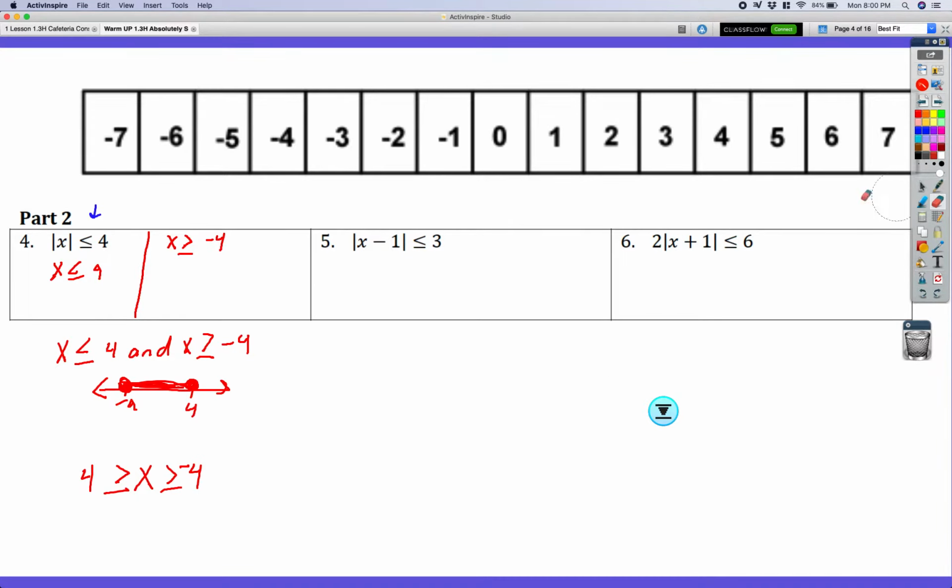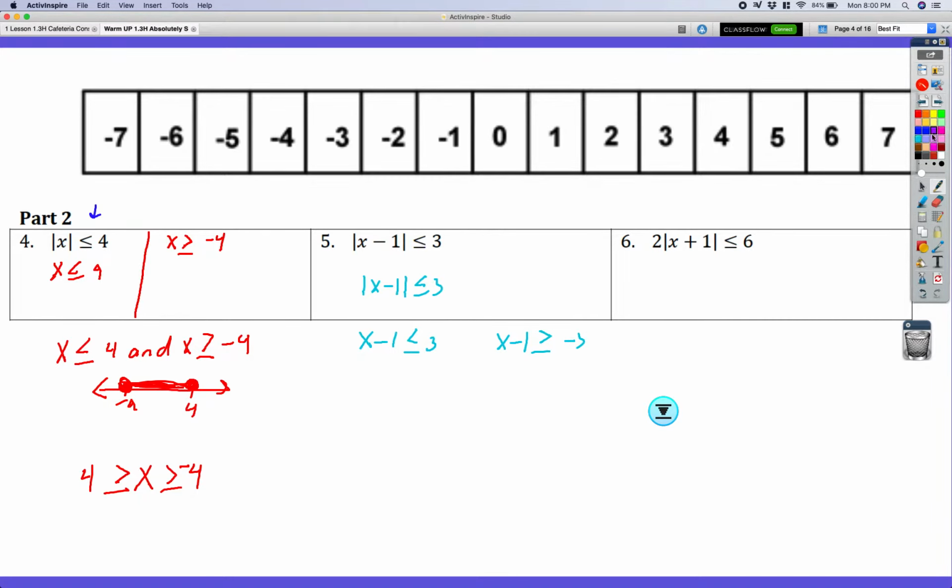Okay? Similar to this one, now we can go ahead and solve it in blue. This one would be the absolute value of x minus 1 is less than or equal to 3. All right, we got the absolute value all by itself. So it'd be x minus 1 is less than or equal to 3, and then the other one is x minus 1 is greater than or equal to negative 3.